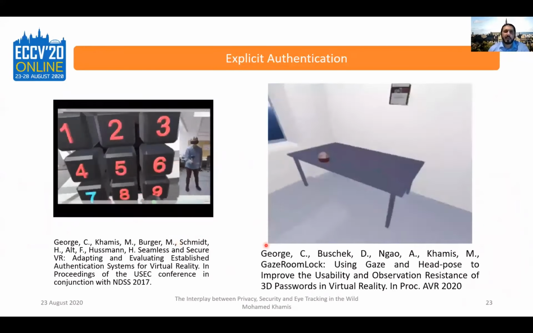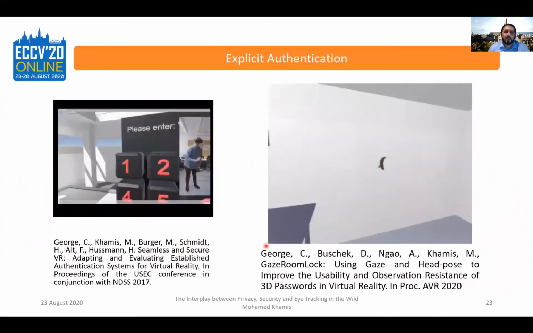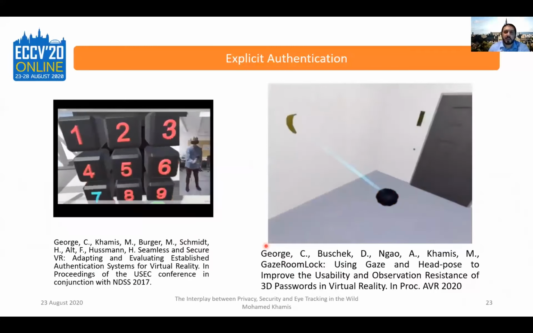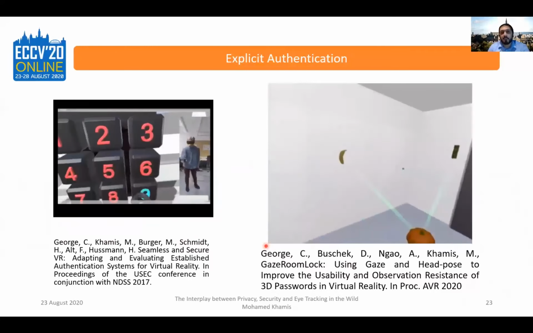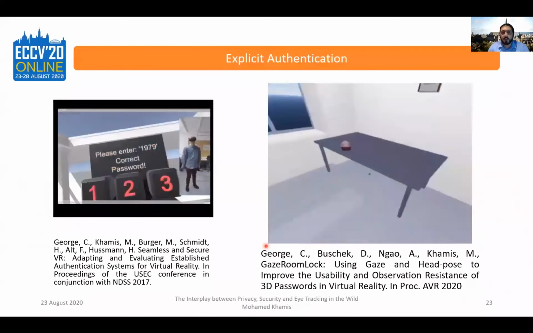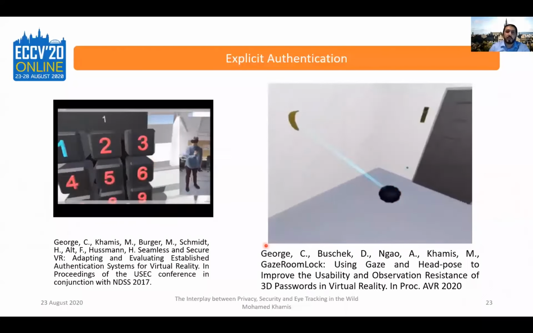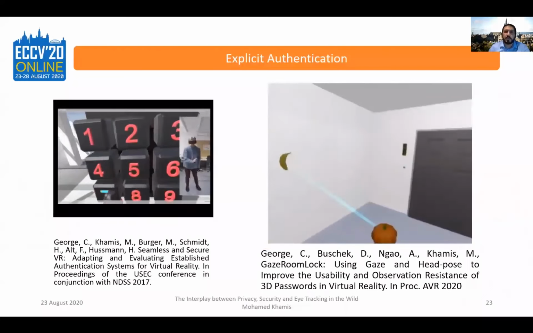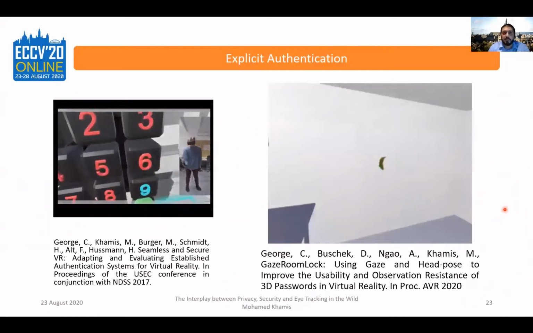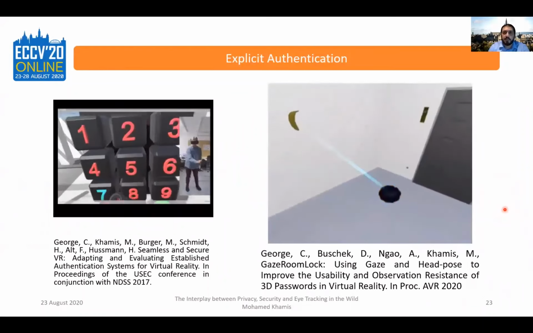And now, luckily, many head-mounted displays that are used for VR and AR come with integrated eye trackers, and we're going to see more of those in the future as well. And this could be a nice way for authentication. So in this system over here, you are entering a password by looking at virtual objects in virtual reality and using this to authenticate, basically.